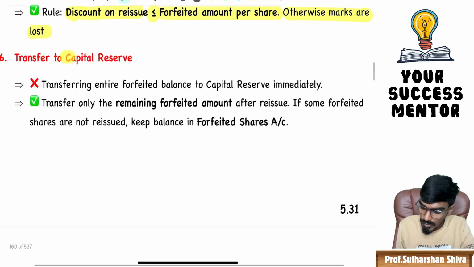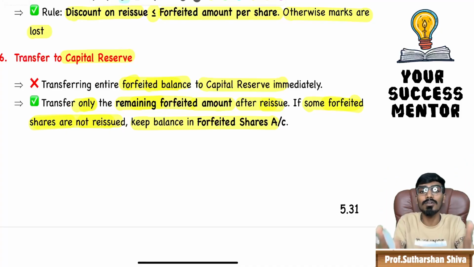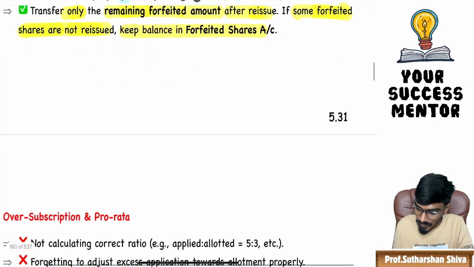Now come to transfer to capital reserve. What are the mistakes you can make? Transferring the entire forfeited balance to the capital reserve immediately is a mistake you will be continuously making. How you can rectify it? Transfer only the remaining forfeited amount after the reissue. If some forfeited shares are not reissued, keep the balance in the forfeited shares account itself. Don't transfer it entirely to the capital reserve.